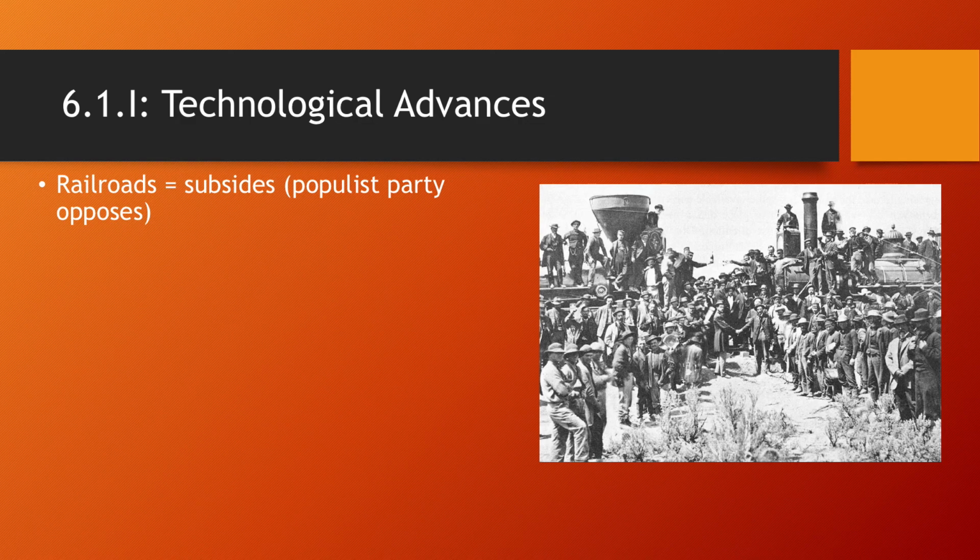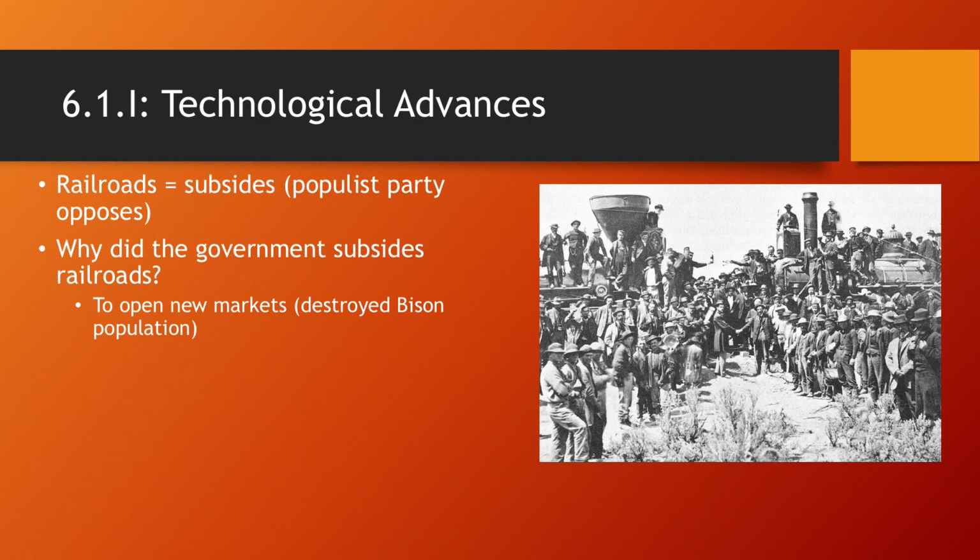And remember, the government at this time period does give railroads subsidies. They did it in the form of land grants, helping them to build the railroads. This is something that later on the populist parties, we'll talk about later on in the slides, will oppose for various reasons. Now we might ask, well, why did the government give subsidies to the railroads?